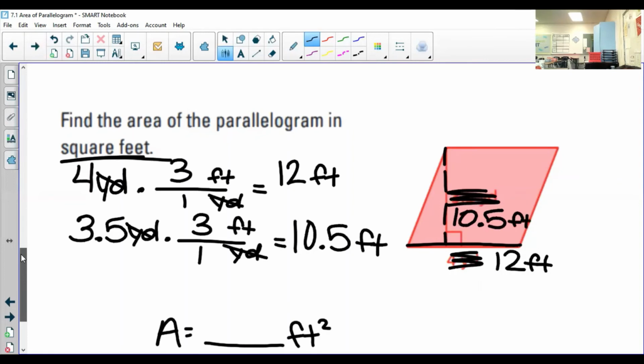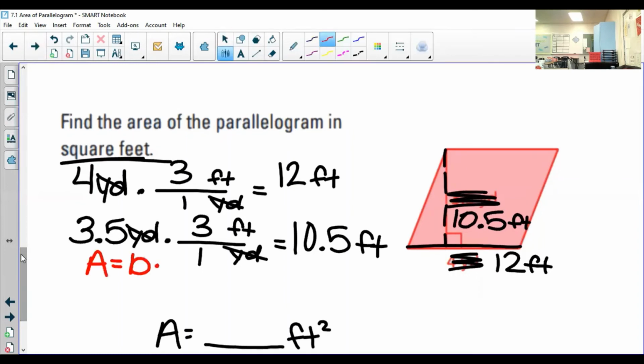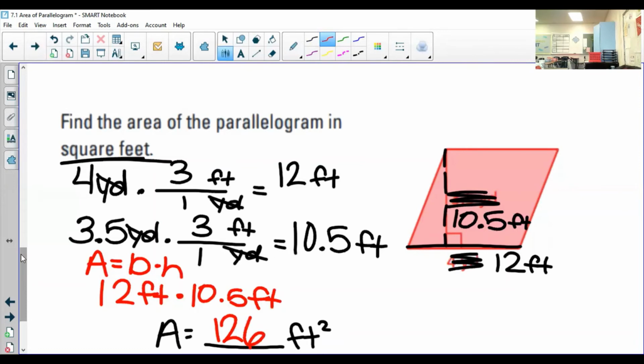All right. Now, let's switch colors so we can see it. We're going to do area equals base times height. My base, I know, is 12 feet times my height, which is 10.5 feet. Okay, grab your calculator, throw it in, and you're going to get 126. Feet times feet is feet squared.